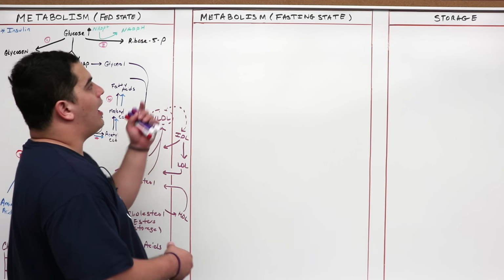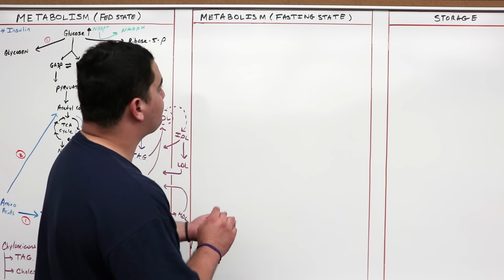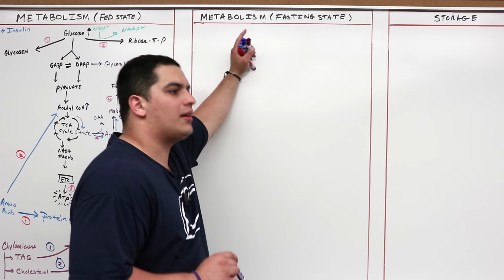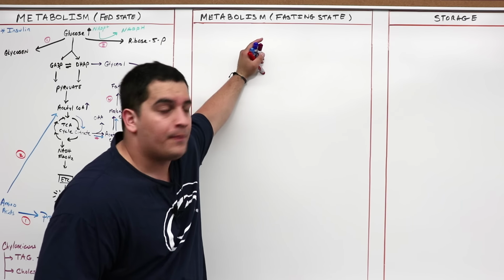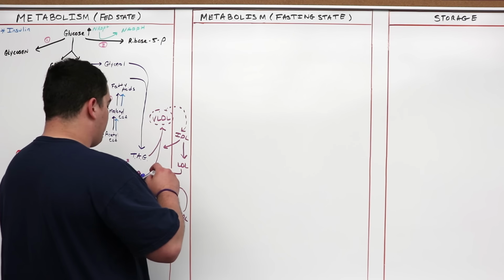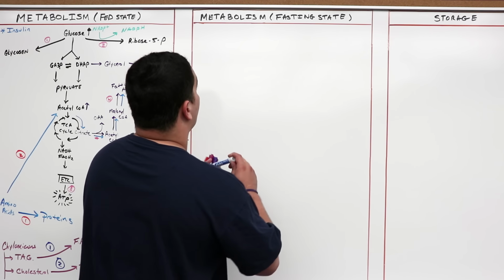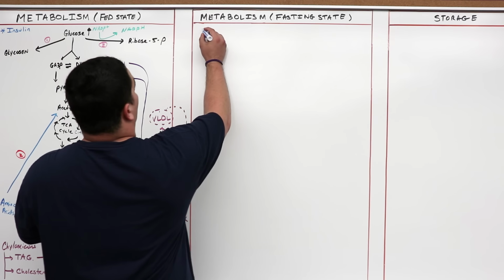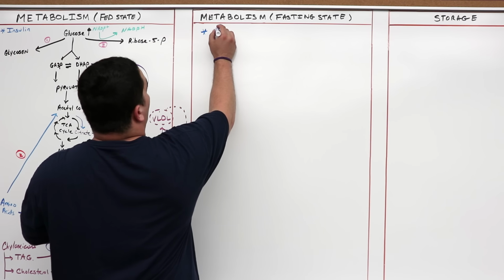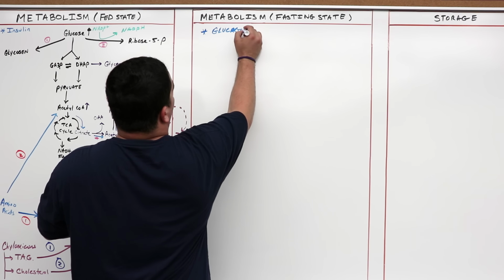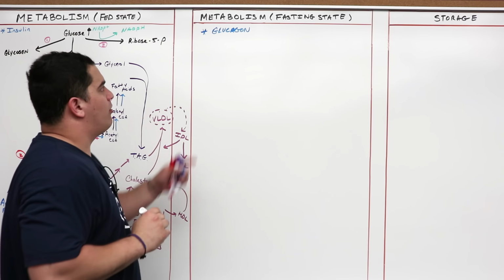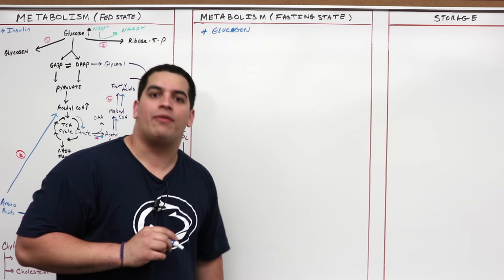So now we're looking at the opposite here. It's been a while since we've eaten, our glucose levels in the blood are starting to drop, and there's a particular hormone that's being released in response to these low blood glucose levels, and that hormone is going to be glucagon. Okay, glucagon is, if you guys remember, released from the pancreatic alpha cells.